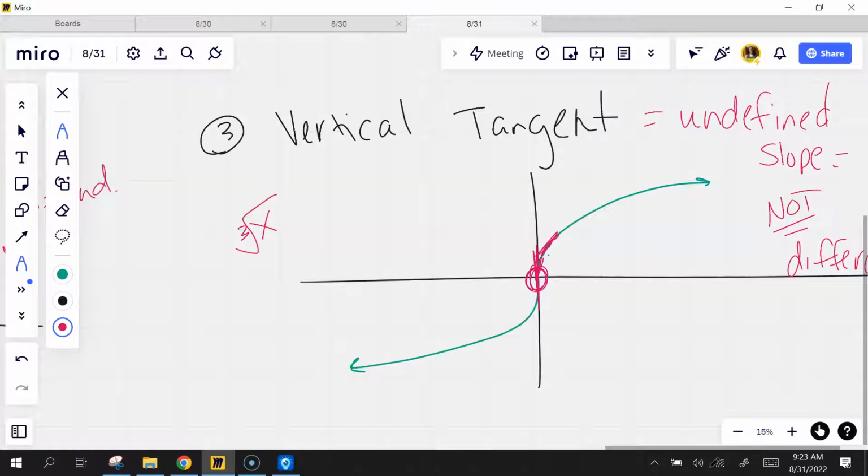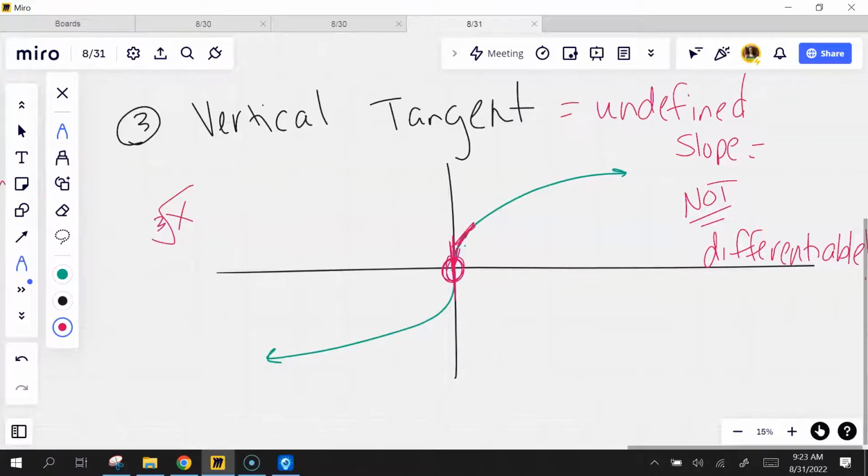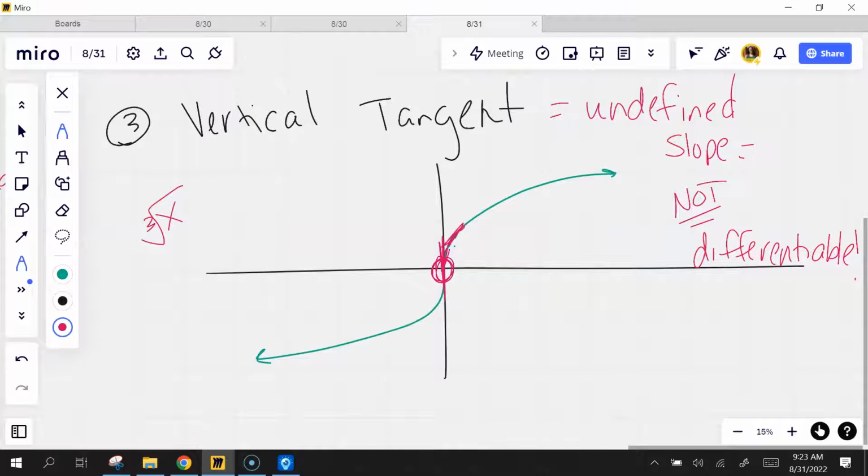And we talked about left hand limit and right hand. Types of non-differentiable functions, or points where the function fails to exist or does not exist.